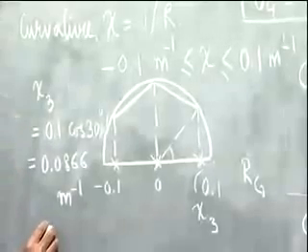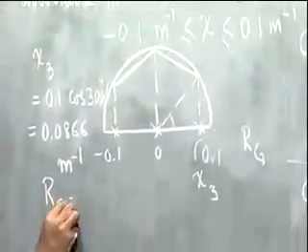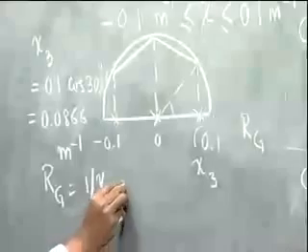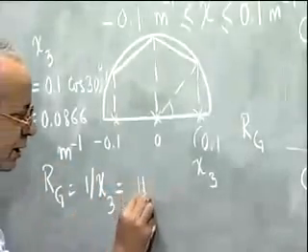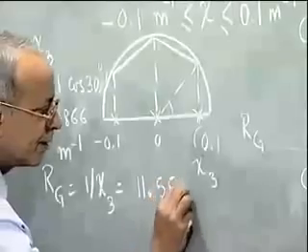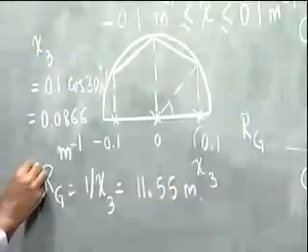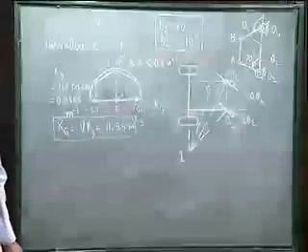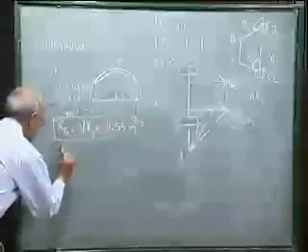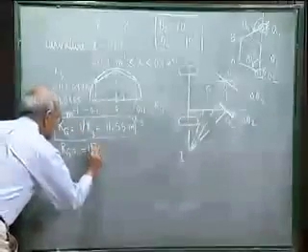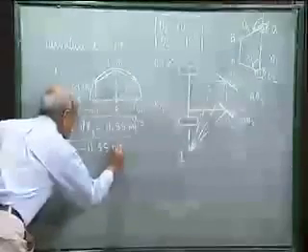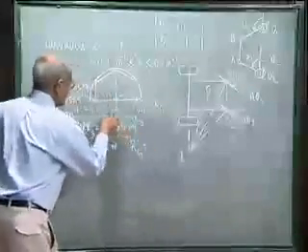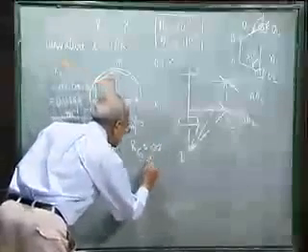The corresponding Rg is 1 upon chi 3, which is 11.55 meters. This is one accuracy point, and the other accuracy point will give you Rg is minus 11.55 meters, and the other is chi 0, so Rg is infinity. That is the straight path.